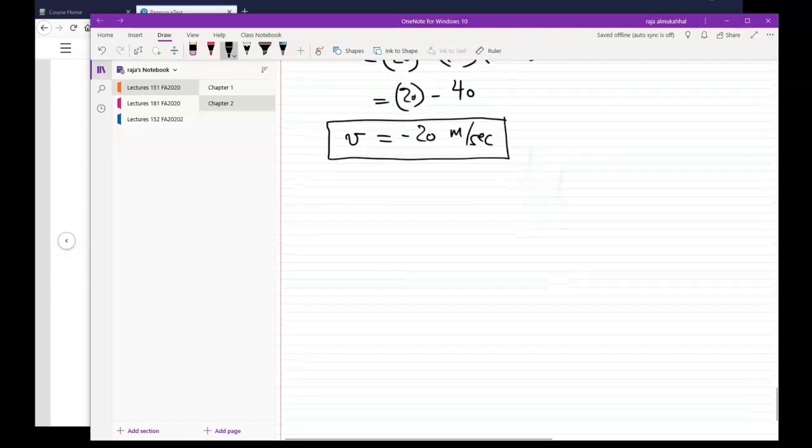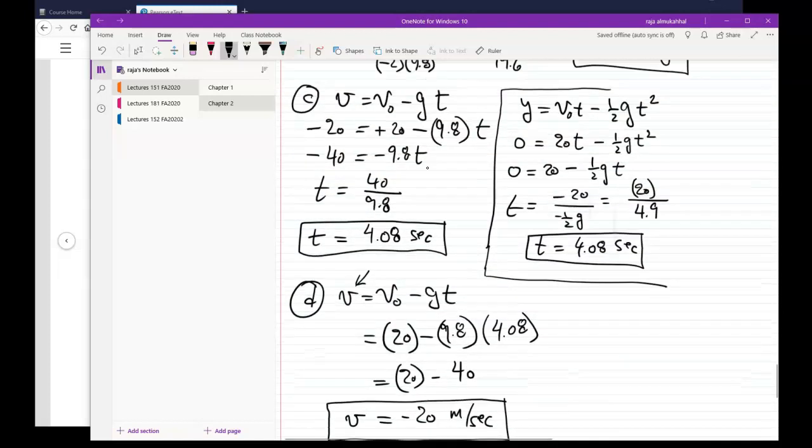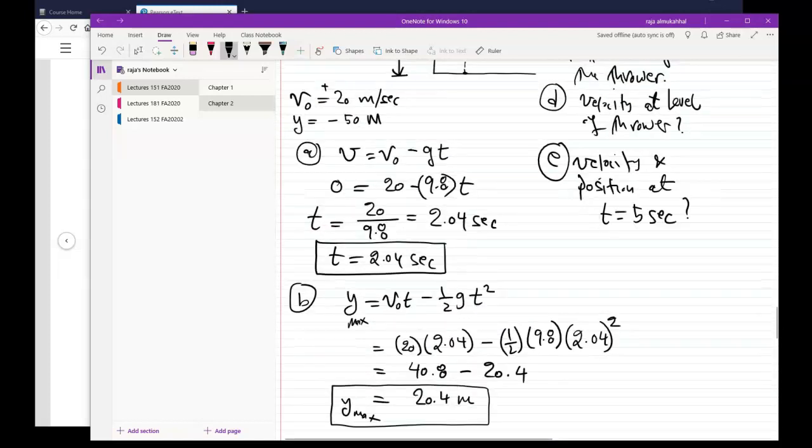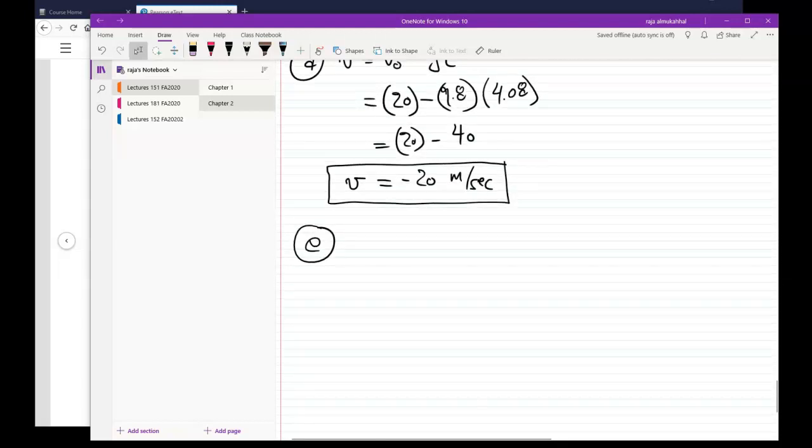And the last part of the problem, back to the problem, he said, what is the velocity? Here it is right here. He said, what is the velocity and position at the 5th second? Okay, at the 5th second. Again, you pick whichever equation you use. He's asking for velocity at the 5th second. So we already know t is equal to 5 seconds.